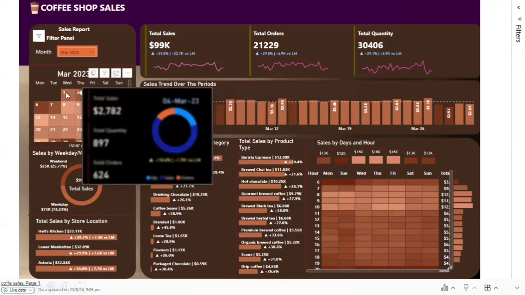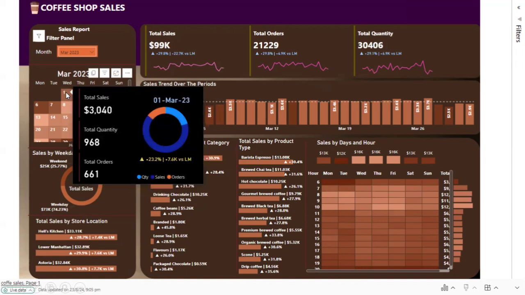We can see values in yellow. We can see that it has increased 23.2% in total sales compared to the 1st of February in the last month, and it is a good performance, we can say.